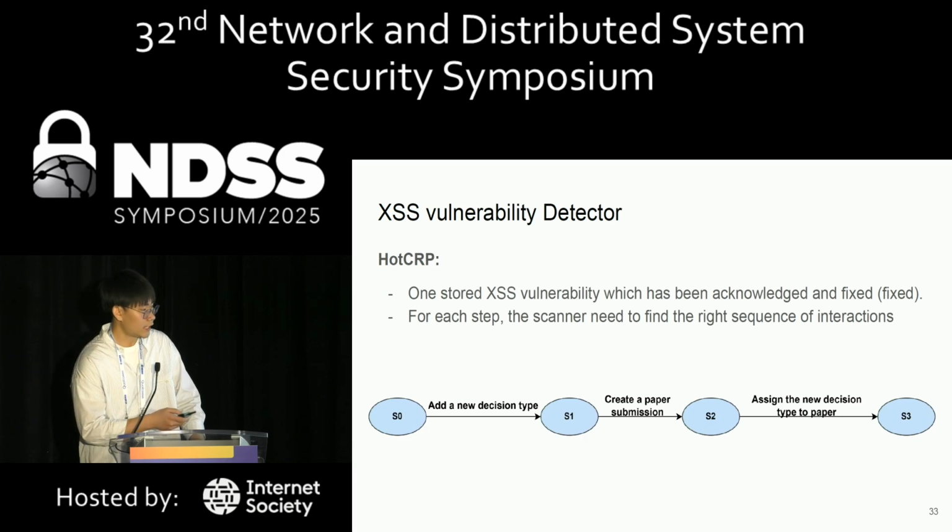So actually, to inject and execute this cross-site scripting vulnerability, the crawler needs to transition the application into 4 different states. First, to inject the payload, the crawler needs to add a new decision type. And then it needs to create a paper submission. Finally, to execute the payload, you need to assign the new decision type to the paper. So to actually inject and execute the payload, the crawler needs to transition the application into many different states.